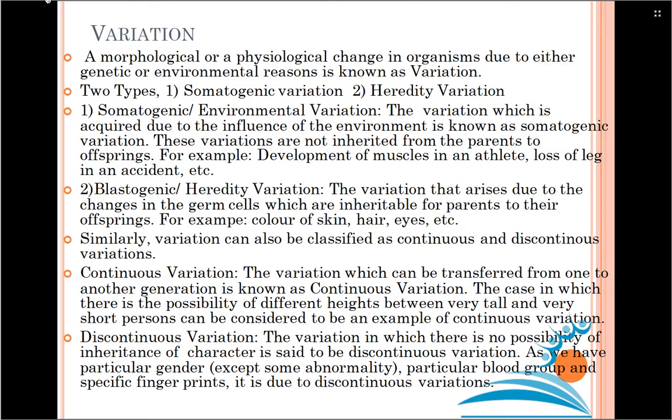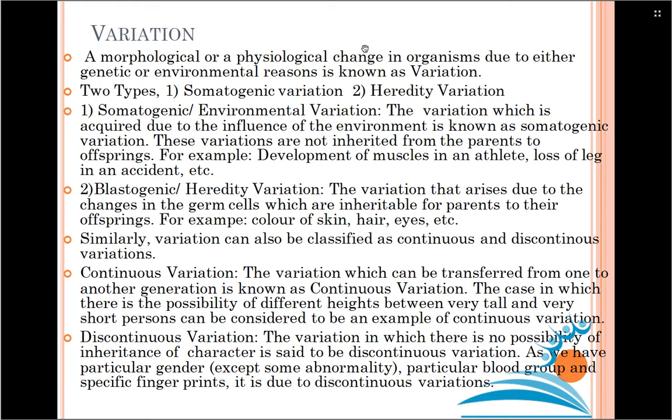Now variation, the meaning of variation is differences. If you look at siblings only, they are different from each other, though their parents are the same. That is all due to variation. The main reason for variation is a change in gene or maybe the environment. So variation can be morphological, meaning outer appearance, or physiological, meaning inside the body we have so many processes going on. If those things change, then it causes variation.